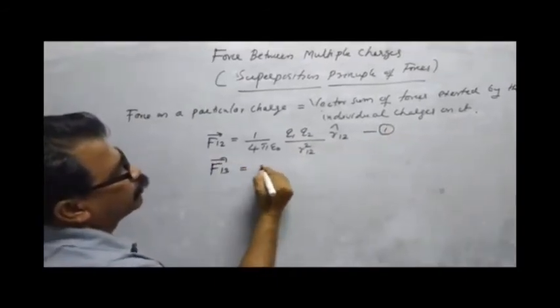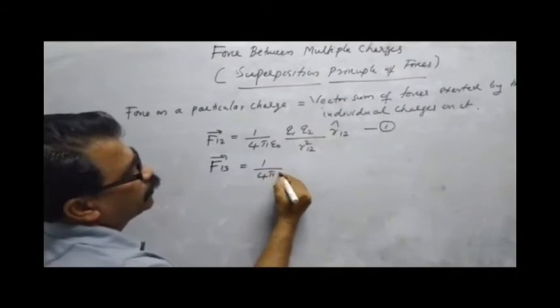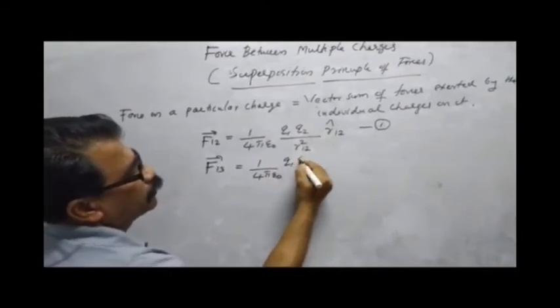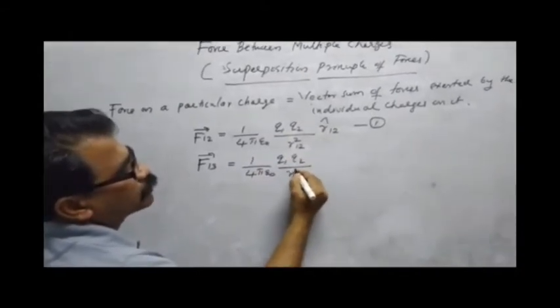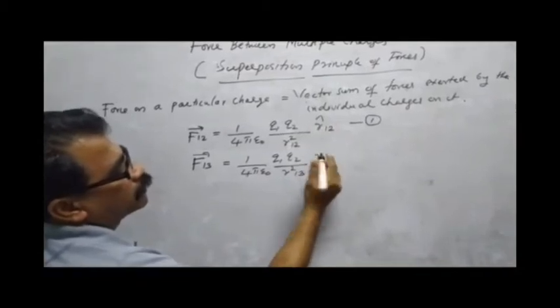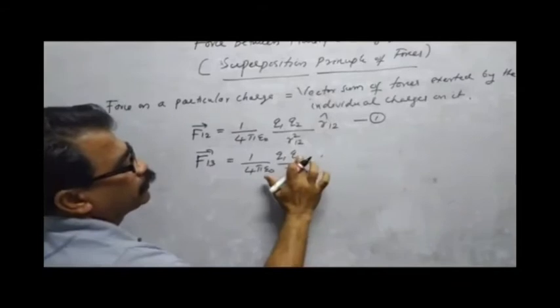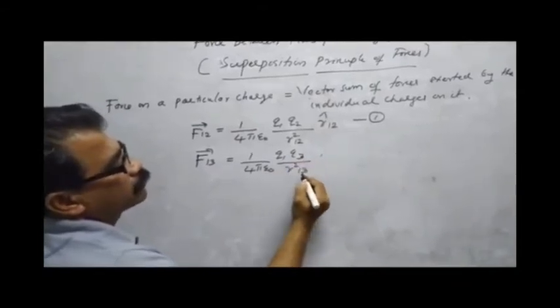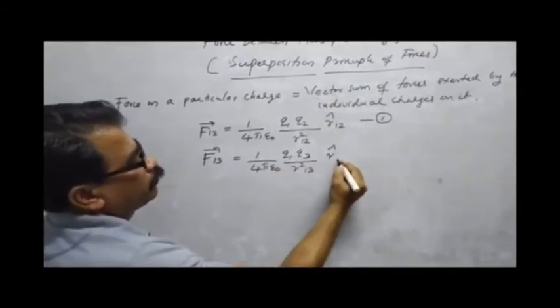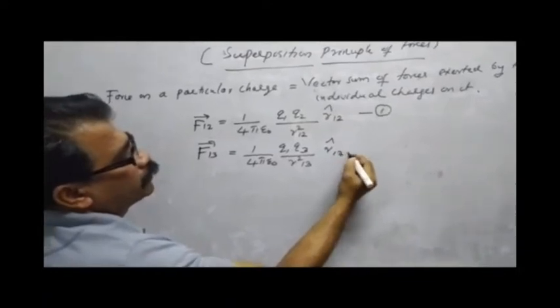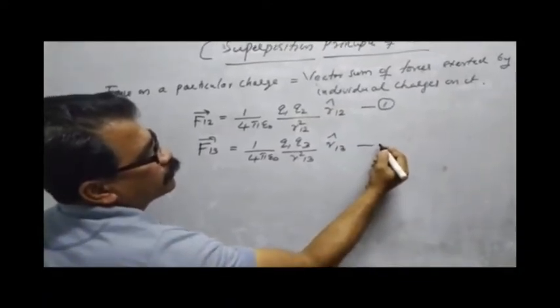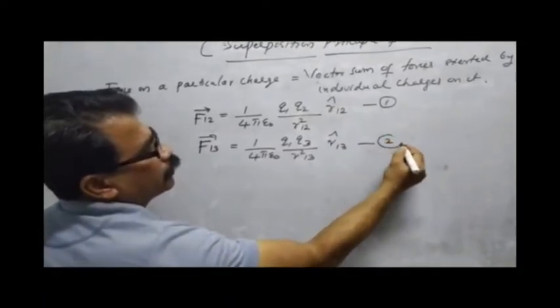F13 equals 1 by 4 pi epsilon 0 q1 q3 by r13 squared into r13 cap. This is equation number 2.